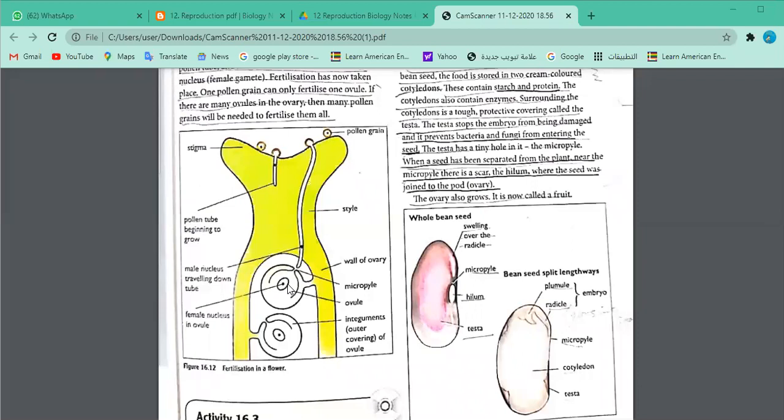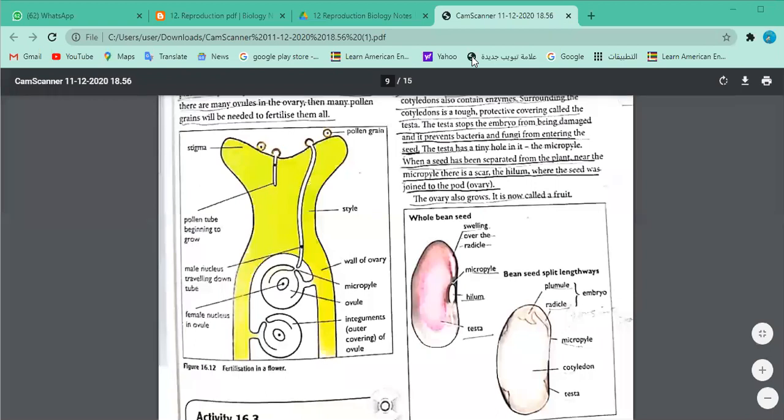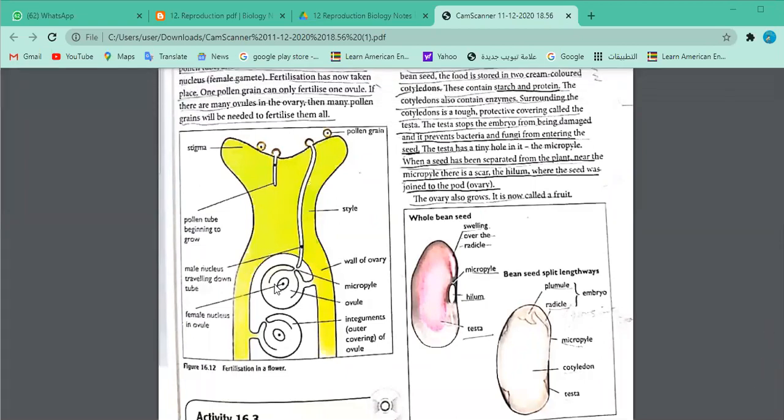Yes, Fatima? A seed. Very good. Yes, that's true. So now the zygote is going to be a seed because this is now complete. It has got complete information for the plant. It will be growing. The zygote is a single cell now, but it will definitely grow into a full seed, okay? And the seed will get a special structure, okay?